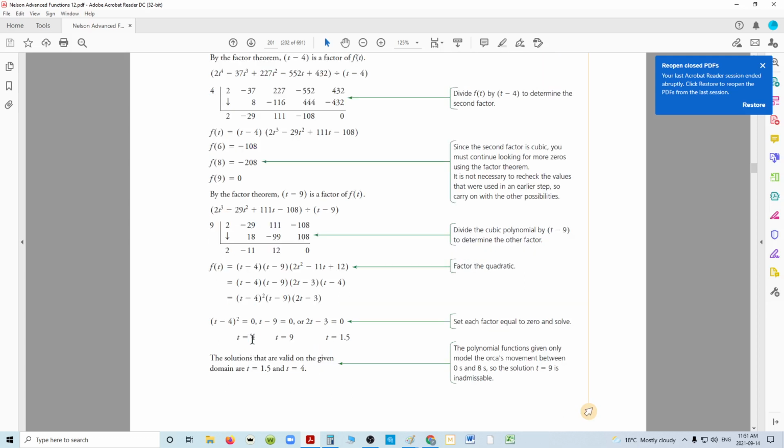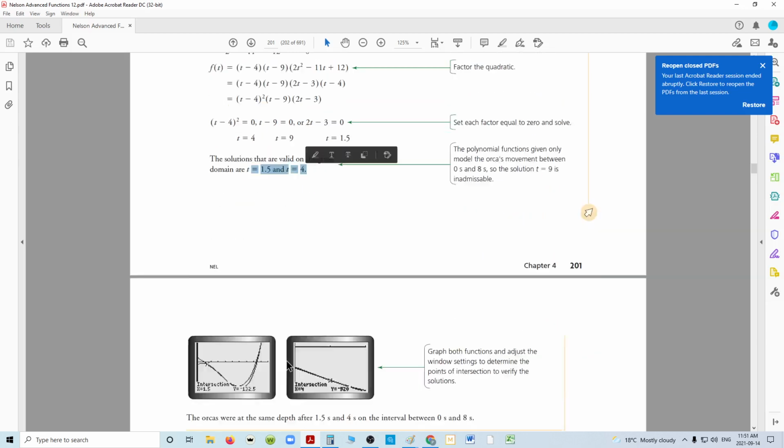Well, the first one is time at 4, the second one's at time at 9, and time at 1.5, but we only care about the first 8 seconds, so we only care about time 1.5 and 4, which is why they then conclude that these are the only valid times from 0 to 8 seconds.